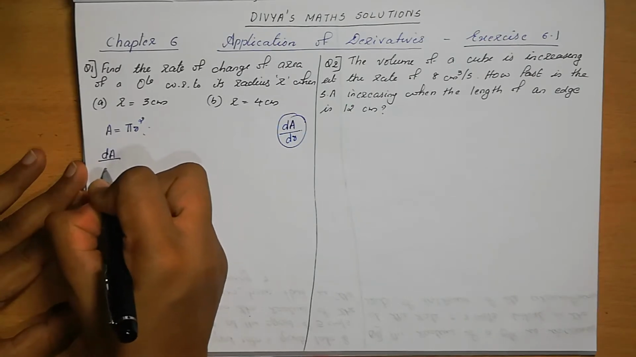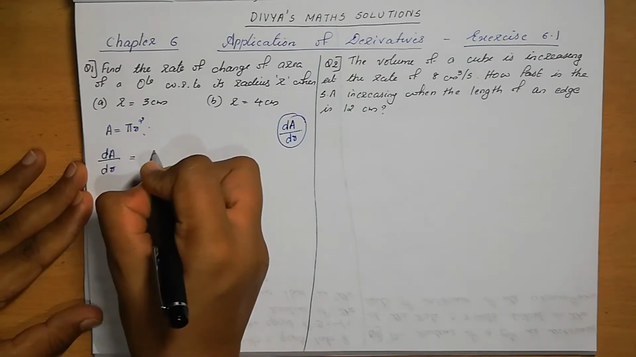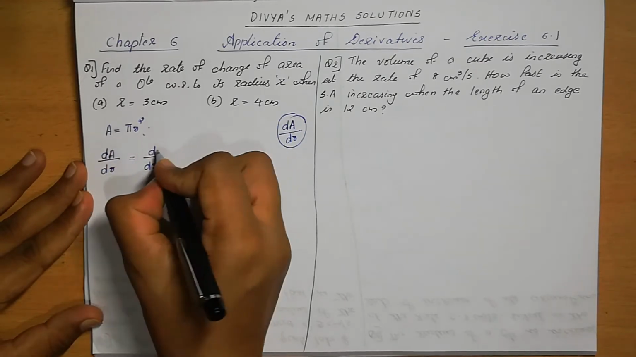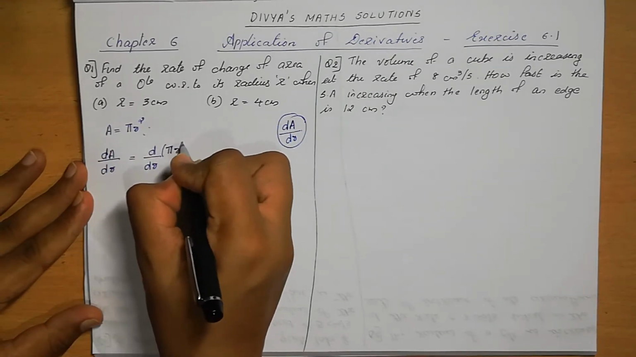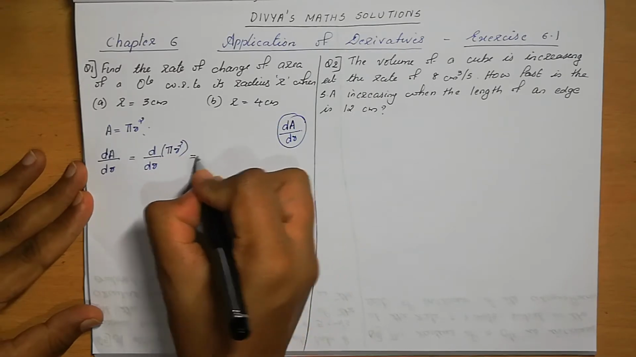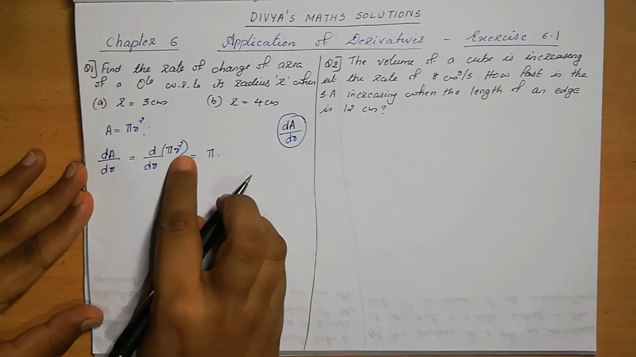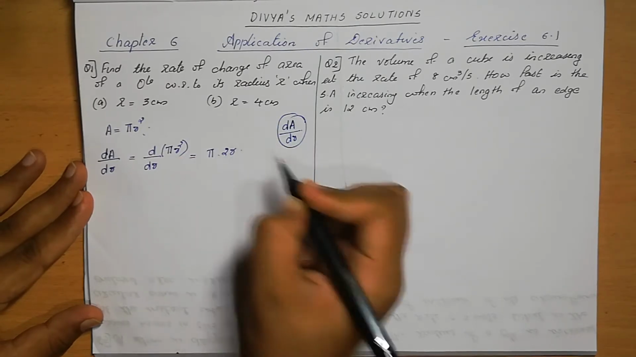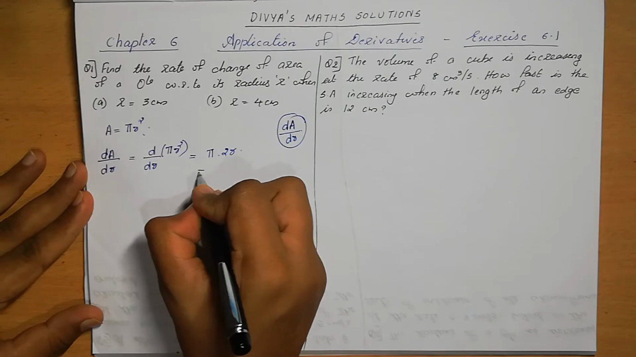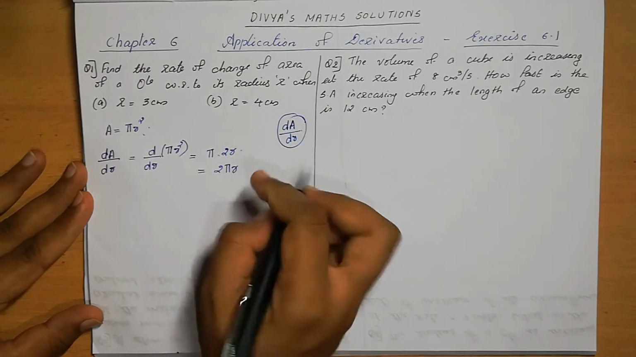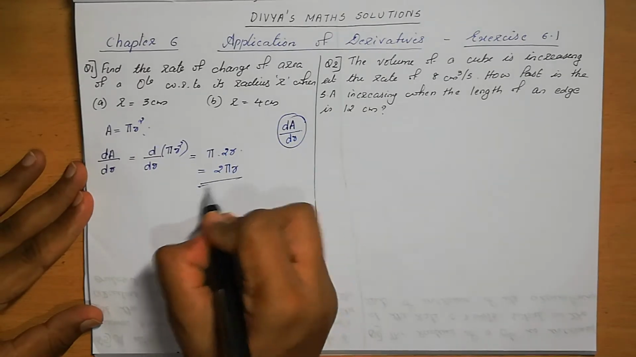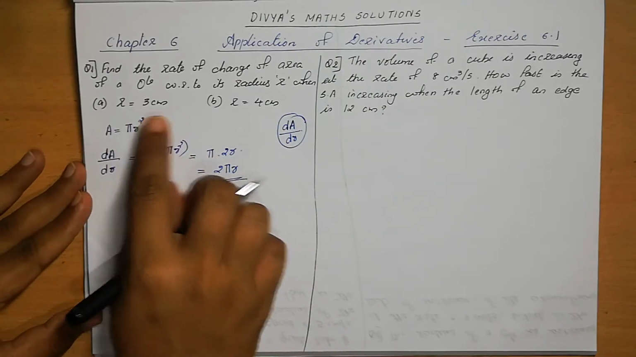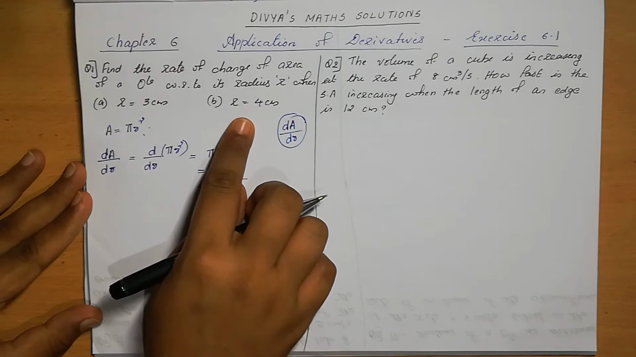dA by dr, that means d by dr of what is the value of A? A is pi r square, correct? So this is equal to pi is a constant, then derivative of r square. Derivative of r square is 2r, right? So this should be equal to 2 pi r, which is the rate of change of area with respect to radius, correct? Now we are going to find the rate of change when r equals 3 and when r equals 4.